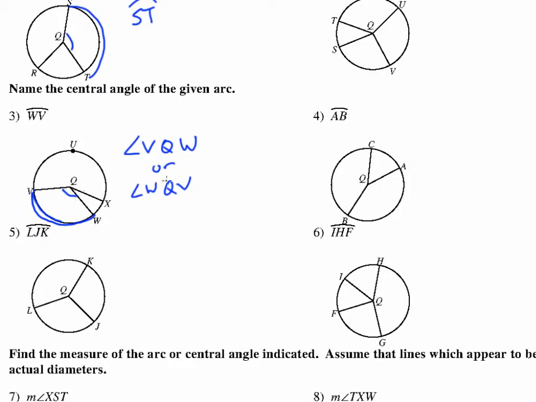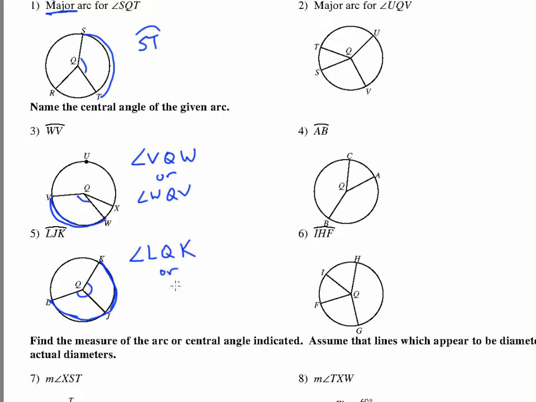Don't forget, again, the key aspect is that the central angle and the arc are going to be the same degree measurement. Let's see, arc LJK. So you follow the J here. LJK, that's the arc. What is the central angle that goes with this? It's kind of different to see here, but it's going to be this angle right here, even though it doesn't look normal. It's an obtuse angle, and that's okay. That's angle LQK, or you can call it angle KQL, either way.